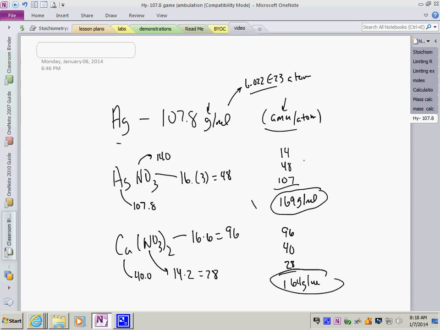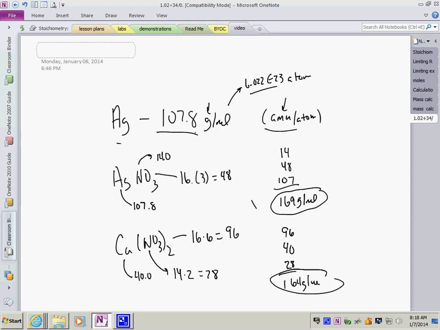Again, this is like saying I make $100 an hour. You know, how much money did you make? Again, it doesn't mean anything. You have silver, 107 grams per mole. How much silver do you have? Nothing. It's just a relationship between a hypothetical silver atom and the number of particles.